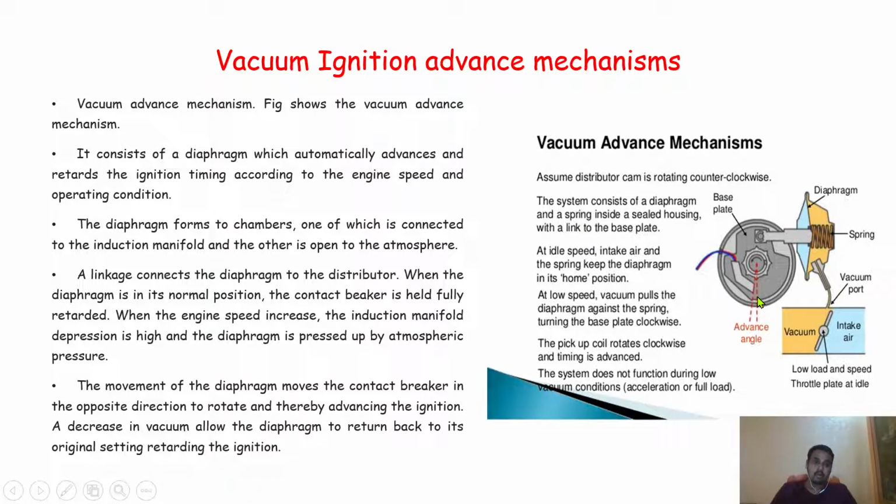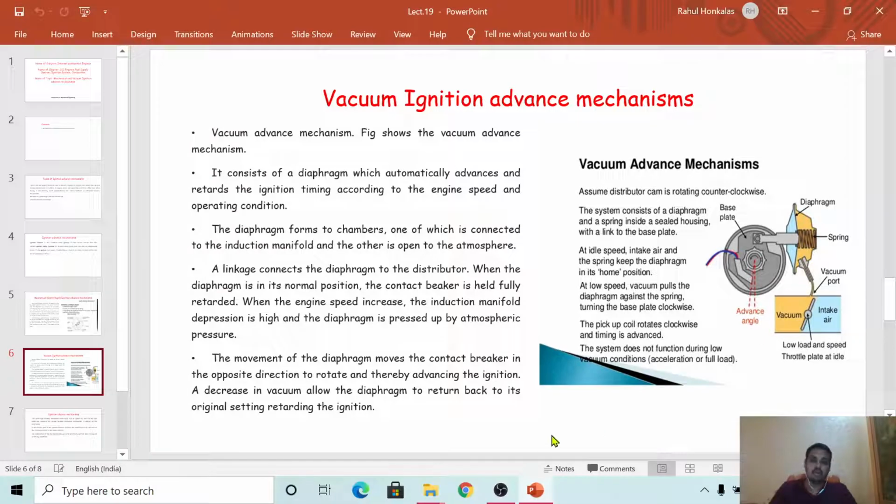I hope you understood these particular things clearly. So now we are going to watch one video, and with the help of this video, we are able to understand this concept of the centrifugal ignition advance mechanism and the vacuum ignition advance mechanism thoroughly and clearly. So please watch the video.